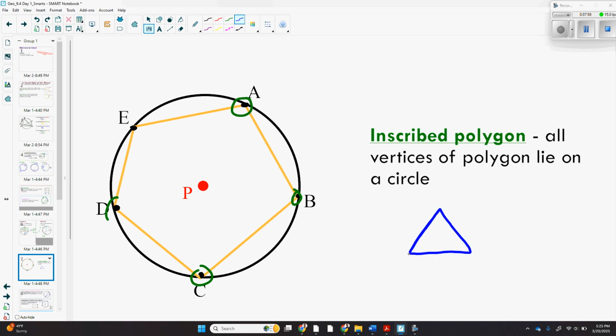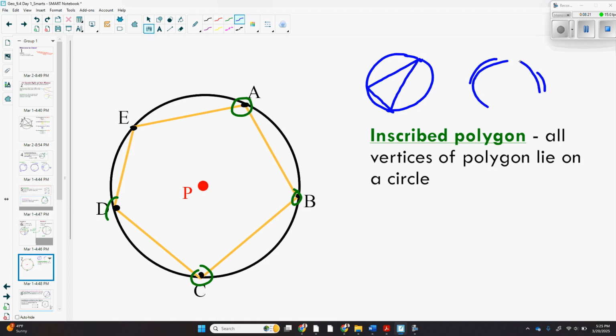I think it's easier if I draw the circle first. So if I did an inscribed triangle, you can have all different shapes of triangles. Maybe I have an equilateral versus an acute. So something like that. Those would all be inscribed as well.